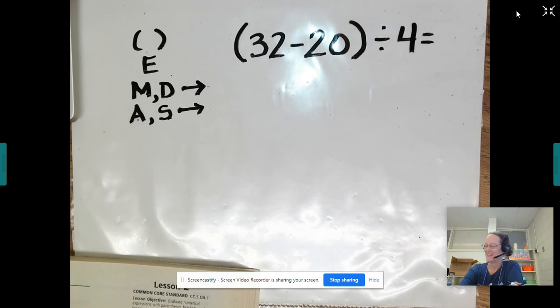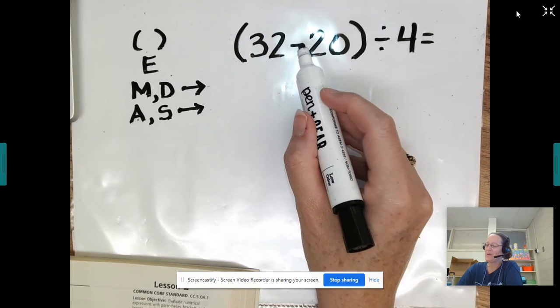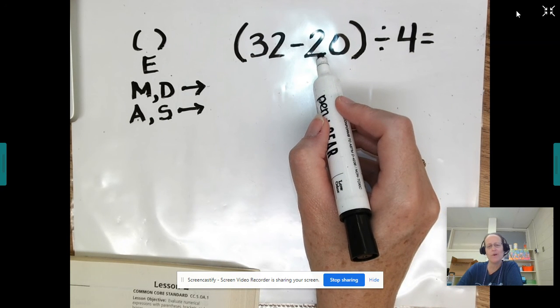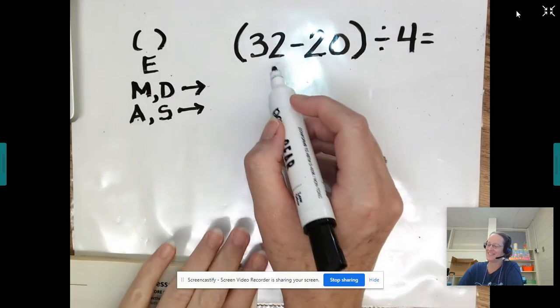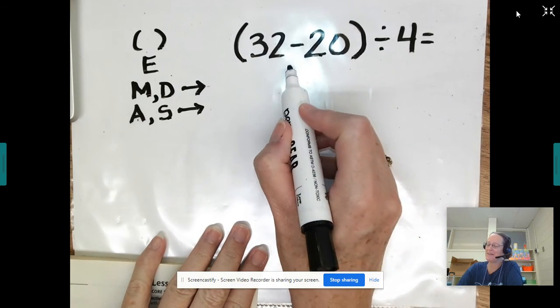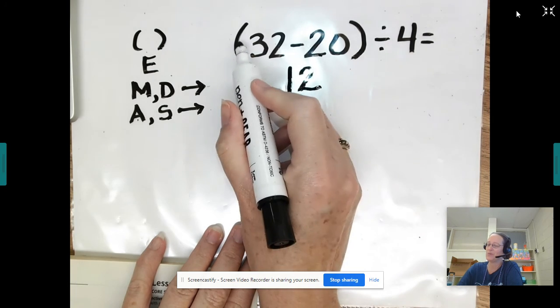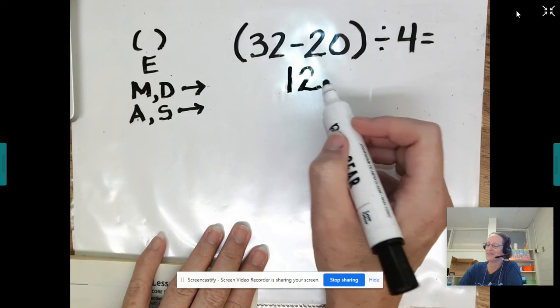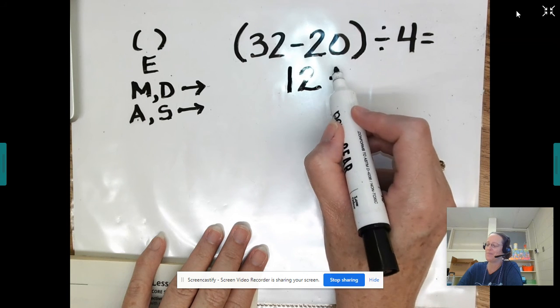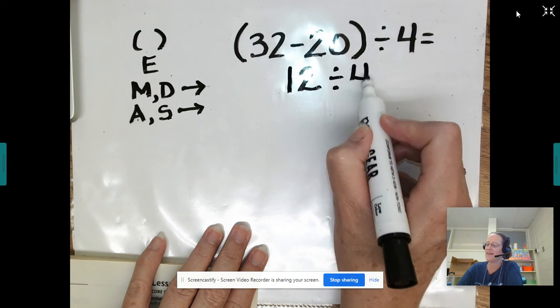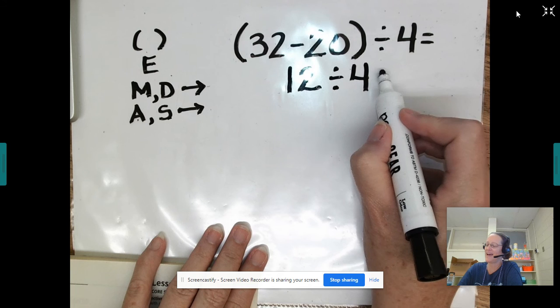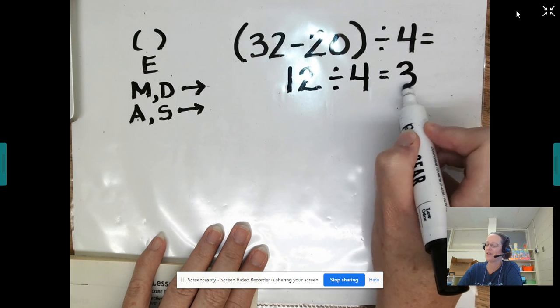Welcome back. 32 minus 20, what would that be? Yeah, you got it. 32 minus 20 is 12. I have to do what's in parentheses first. 12 divided by 4, and that equals 3.